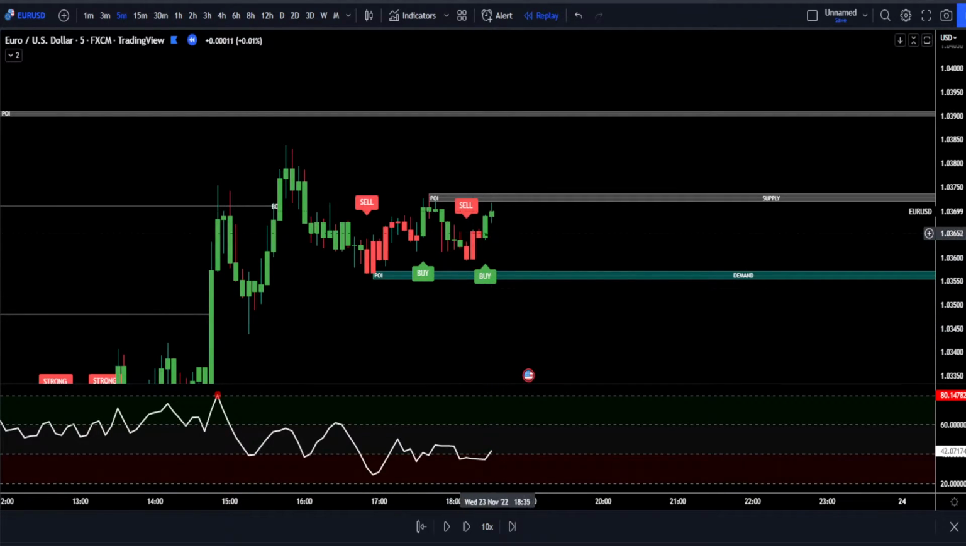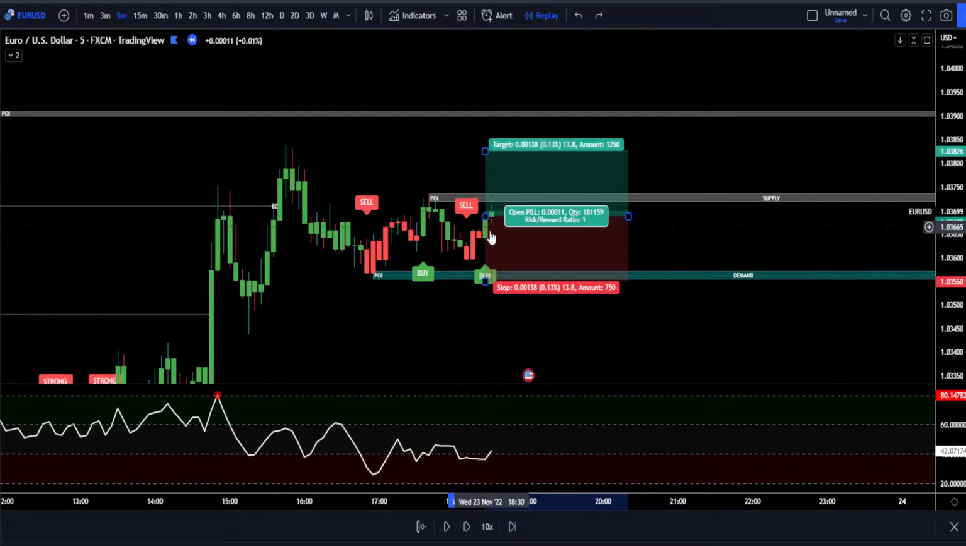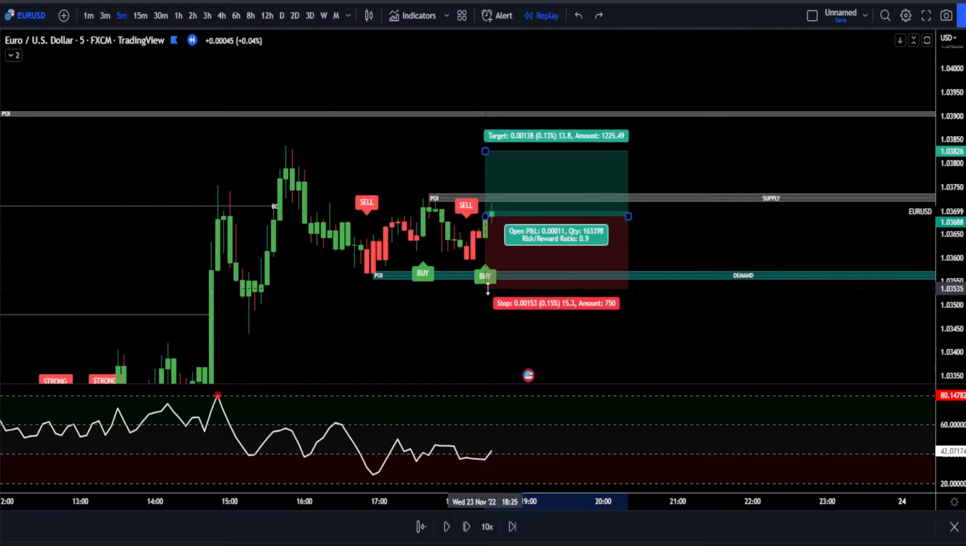Second condition, the indicator must print a buy or a strong buy signal. And finally, at the time the signal was issued, the money flow index must be oversold. This means that our white line must be inside our red zone. If all of these conditions are met, a buy order can be placed on the close of our trigger candlestick. The stop loss will be set slightly below our demand level.